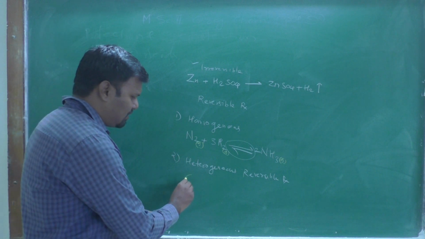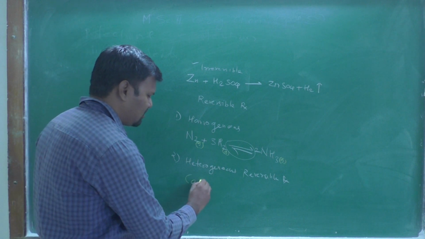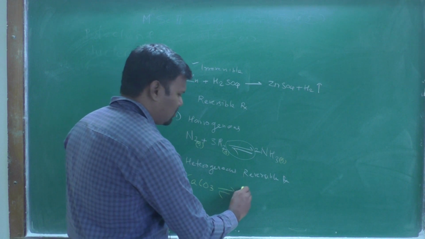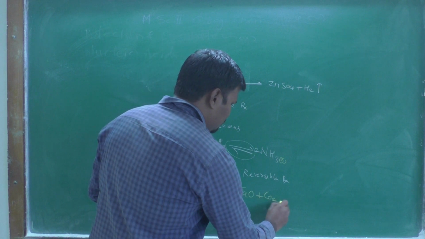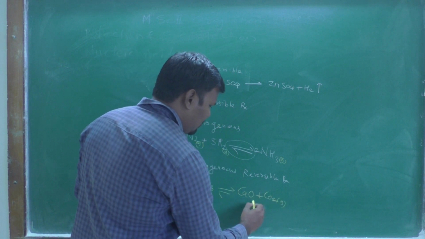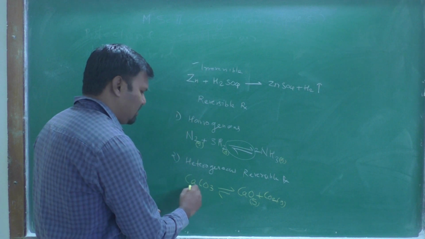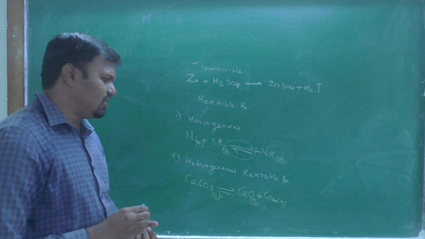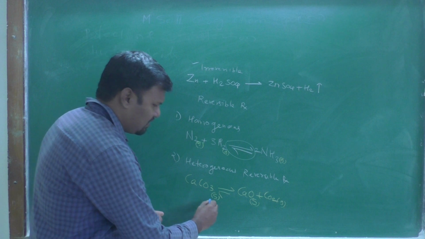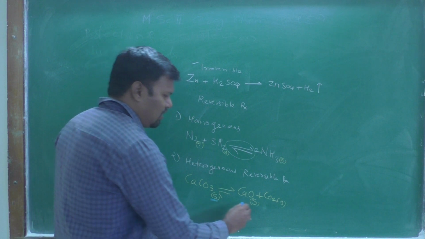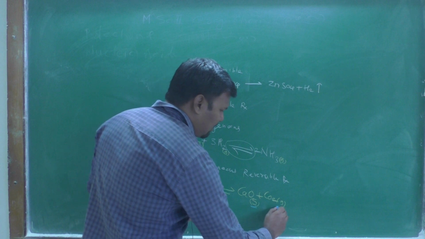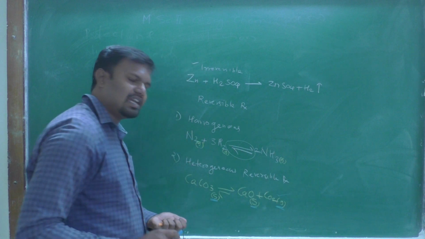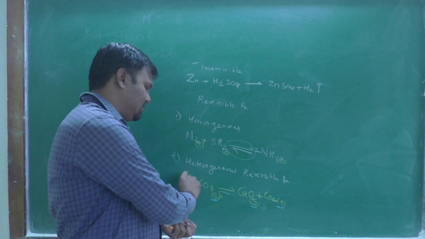Then some examples for heterogeneous reversible reaction. CaCO3 decomposes, it gives CaO plus CO2. CO2 is in the gas form, CaO is a solid, and calcium carbonate is also in solid form. This reaction is a heterogeneous reversible reaction because in this reaction there are solids, and one component is the gas. Therefore, this is a heterogeneous reaction.